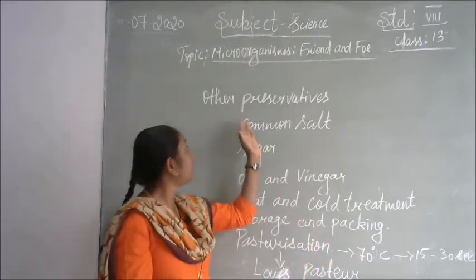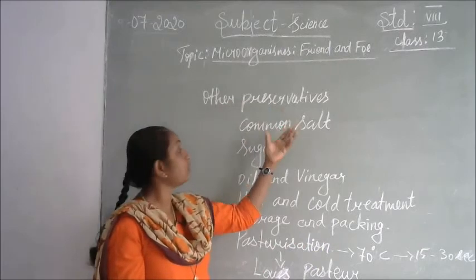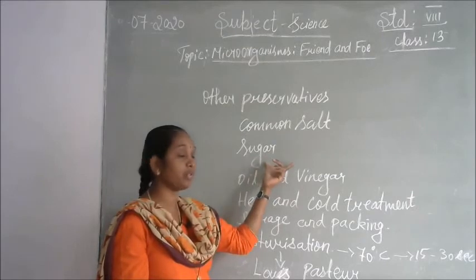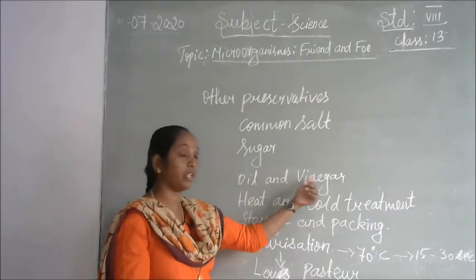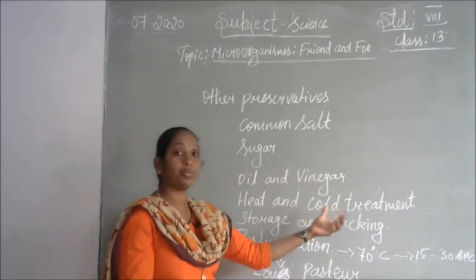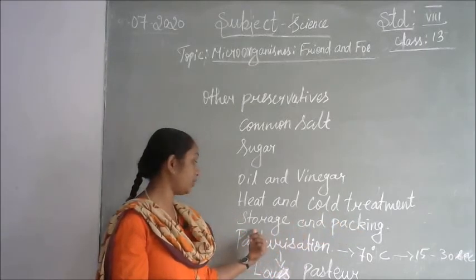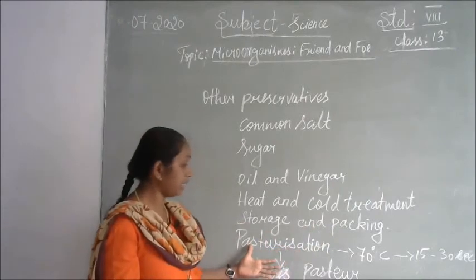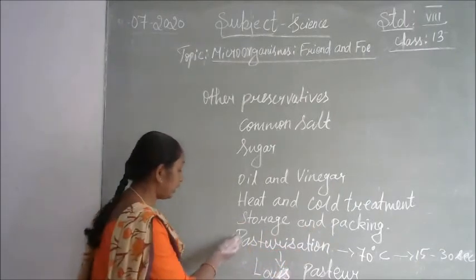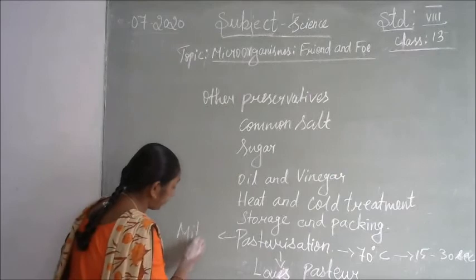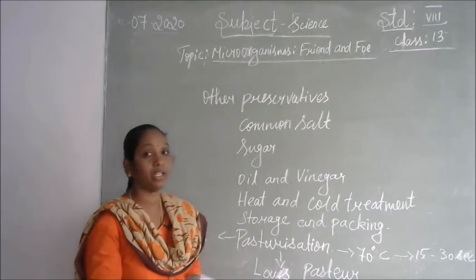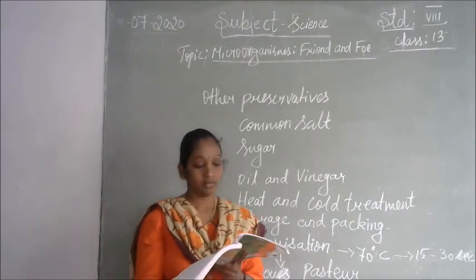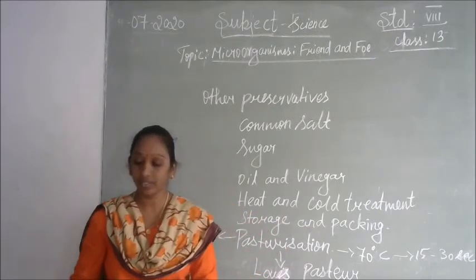Apart from chemical preservatives, common salt can be used as a preservative and sugar also. Then oil and vinegar. Then heat and cold treatment can also be used as preservatives. Next are storage and packaging methods. Particularly in milk, pasteurization is very important. It prevents the entry of microorganisms into milk.